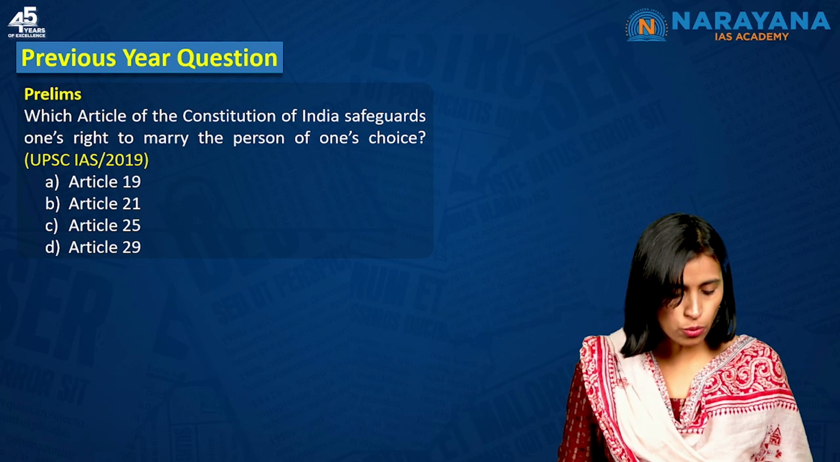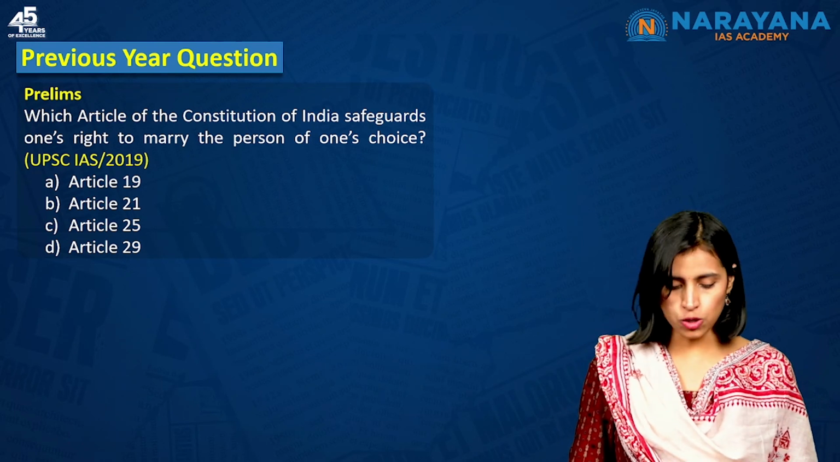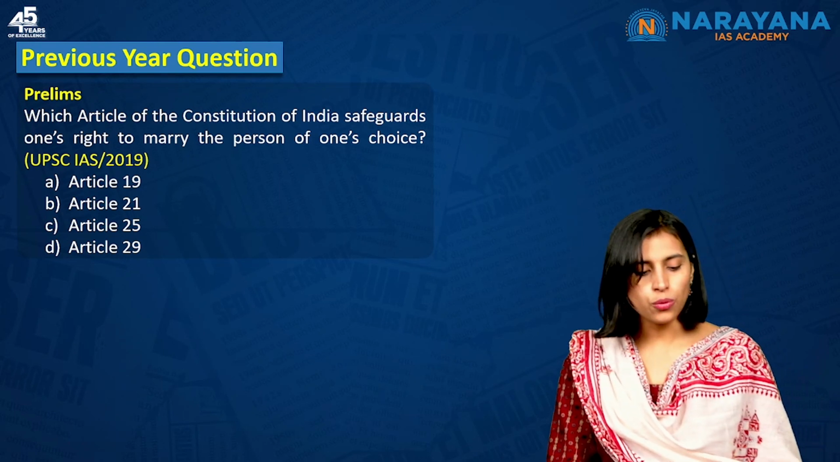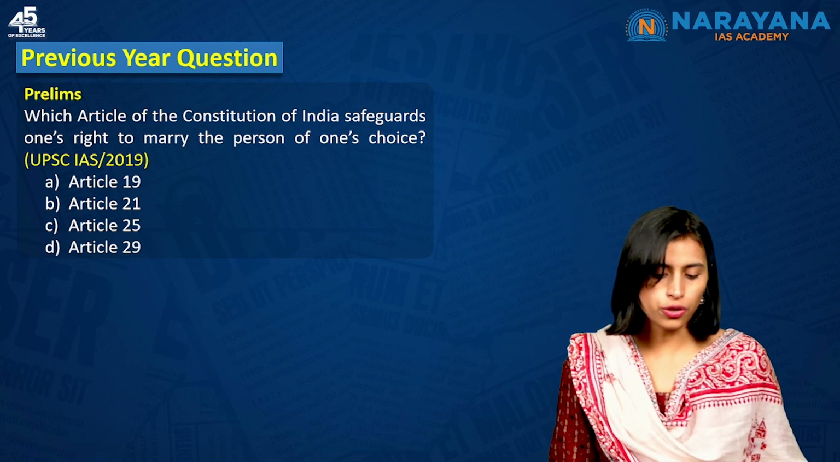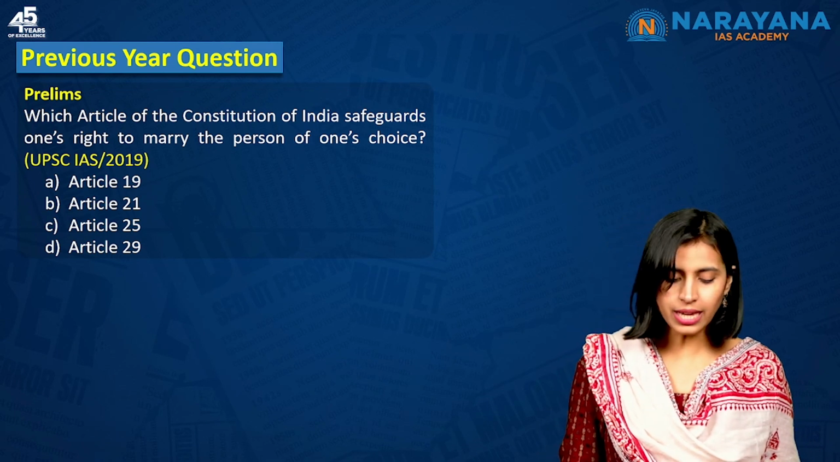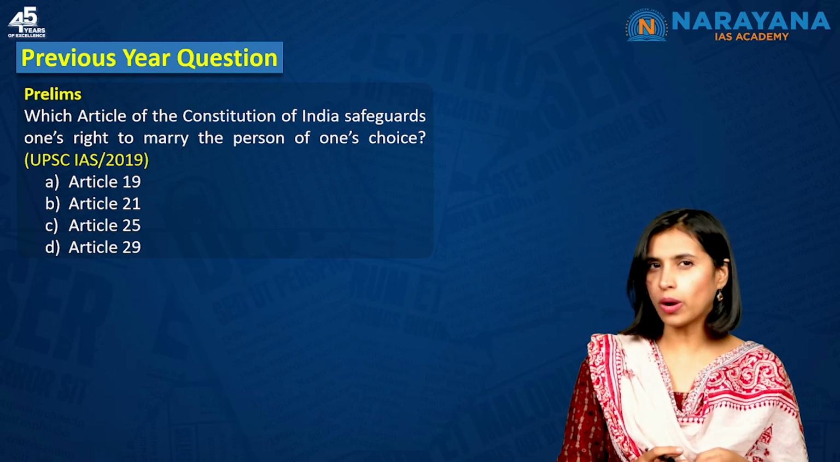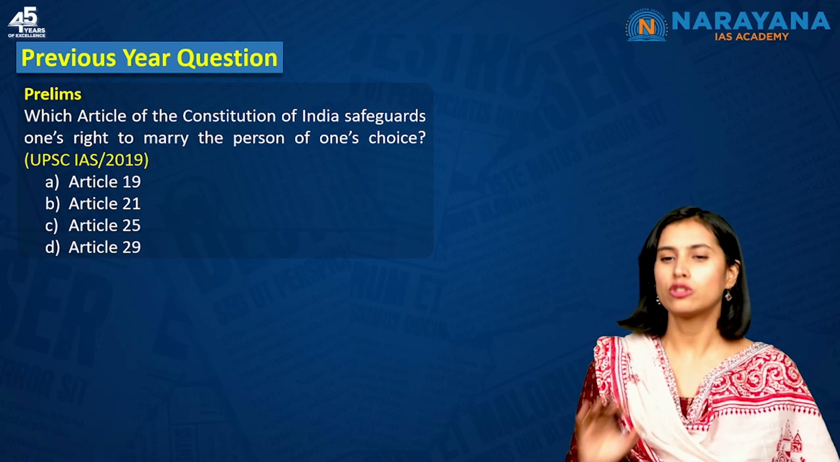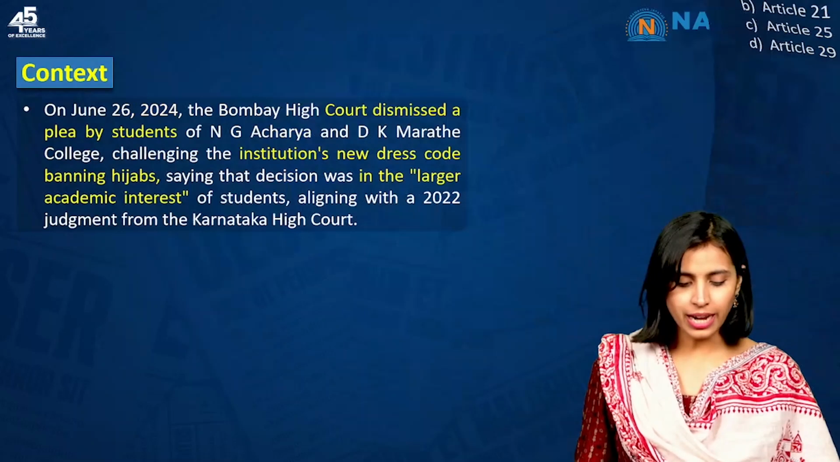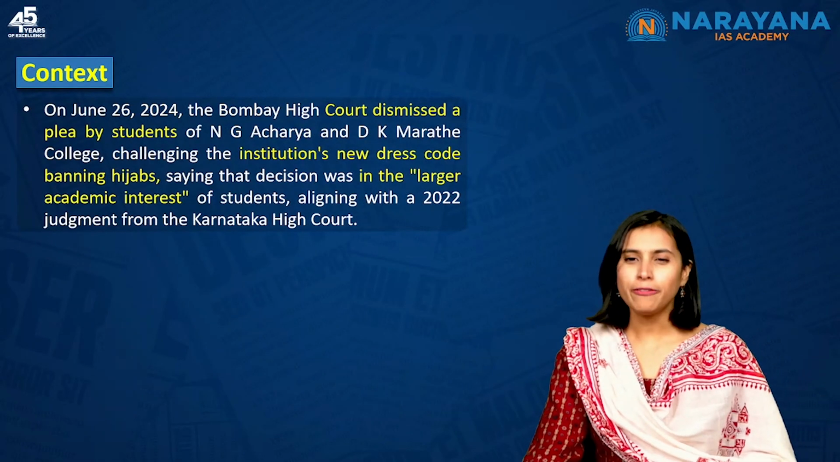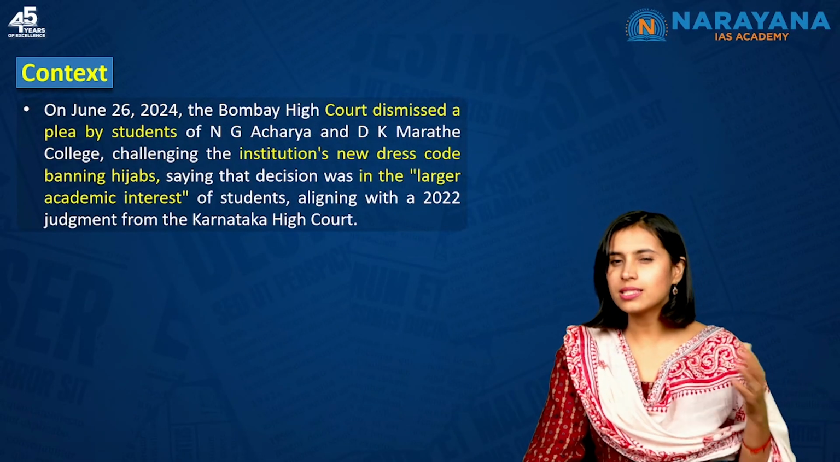Even previously, in 2019, UPSC asked the question: which article of the Constitution of India safeguards one's right to marry the person of one's choice? 19, 21, 25 or 29. So just think about it. In the meantime, let's move on to the article. Now, why are we talking about this? Why is this in the news?